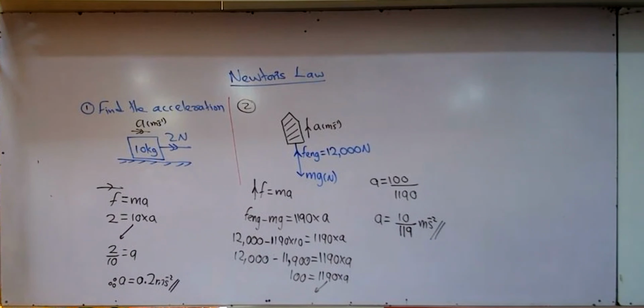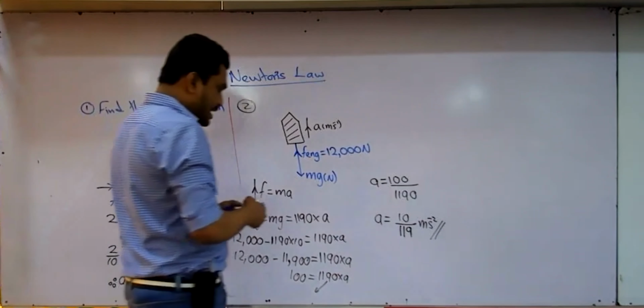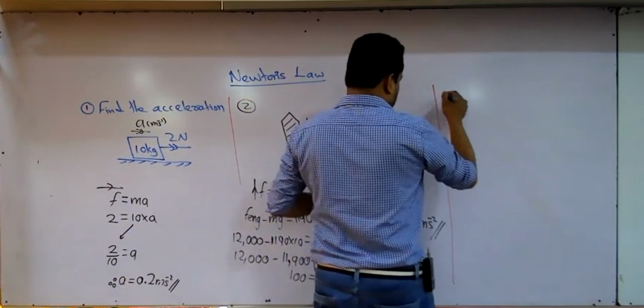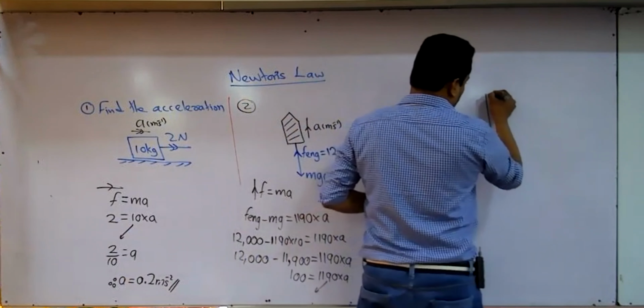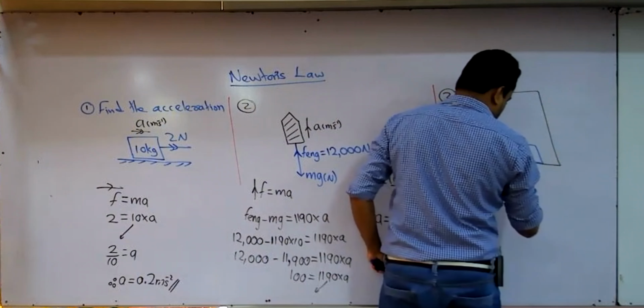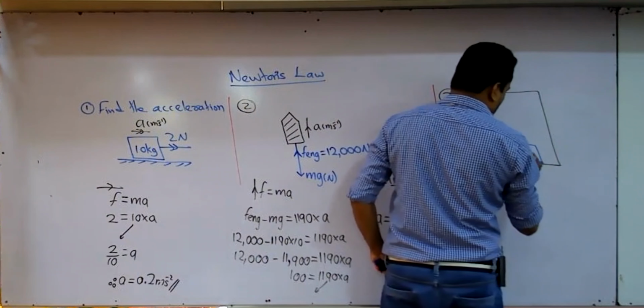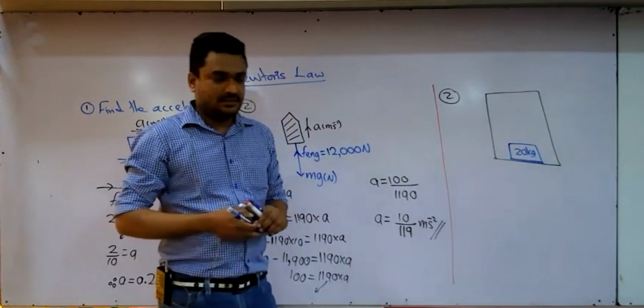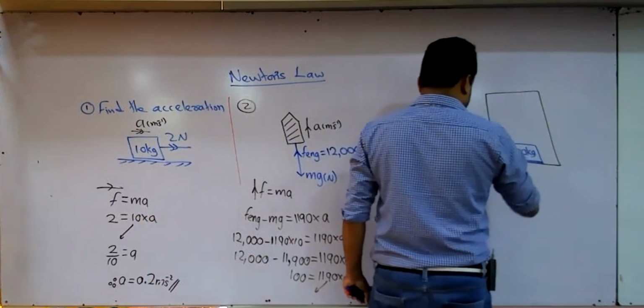Example number 3. A metal box of mass 20 kilogram is kept on the floor of a lift.